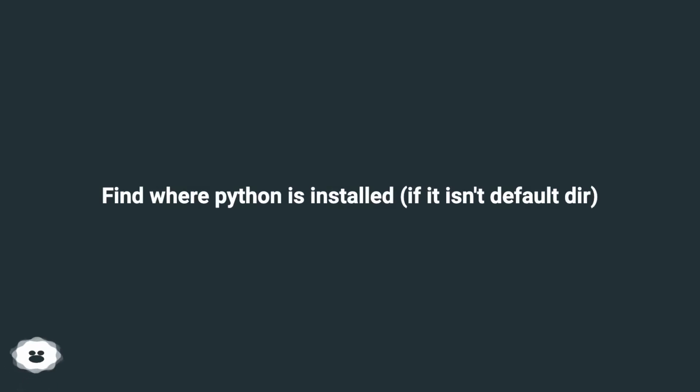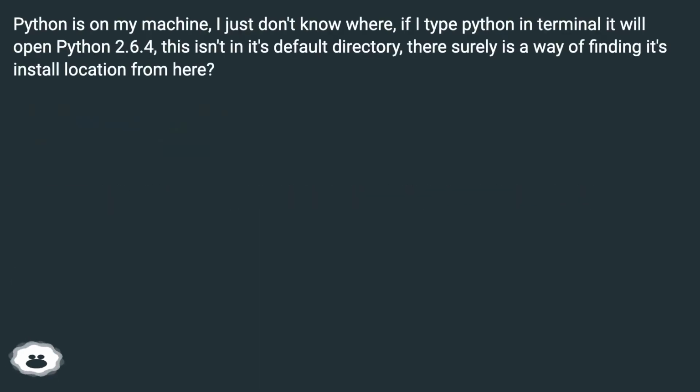Find where Python is installed, if it isn't in the default directory. Python is on my machine, I just don't know where. If I type python in the terminal it will open Python 2.6.4, this isn't in its default directory, there surely is a way of finding its install location from here.